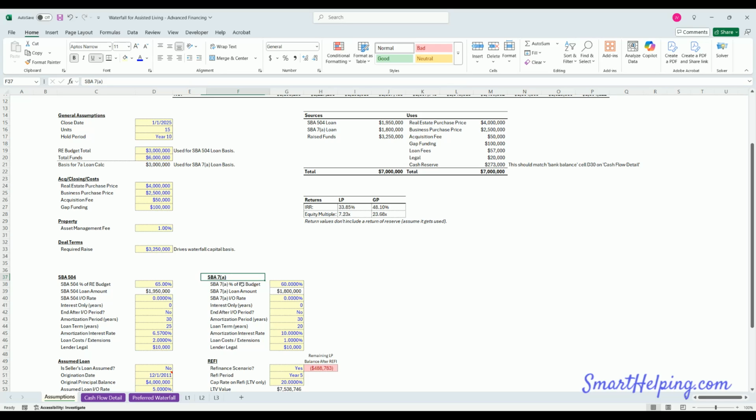And so here we say the SBA 504 loan amount, if we're using that, is going to be based on a percentage of the RE budget. So we have a percentage based on that. Total fund here, 6 million. We have basis for 7A loan calc is then the difference. So this is the business portion essentially, and then you could put the percentage of that that you want to borrow.